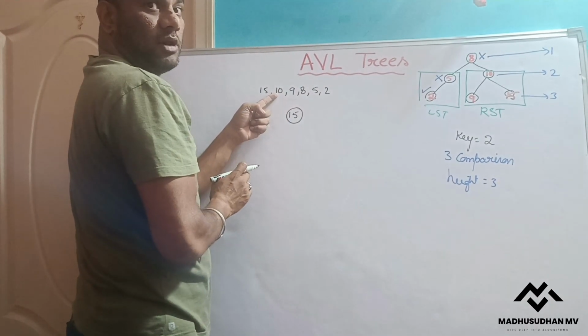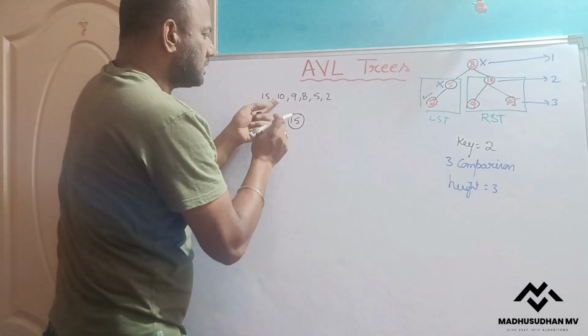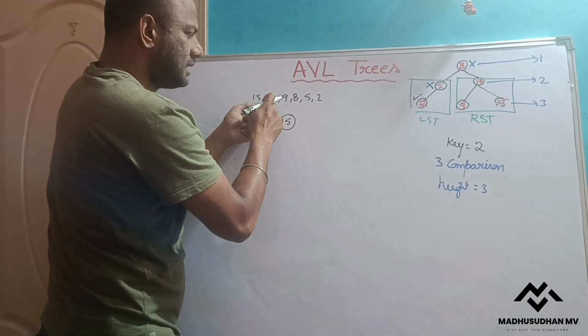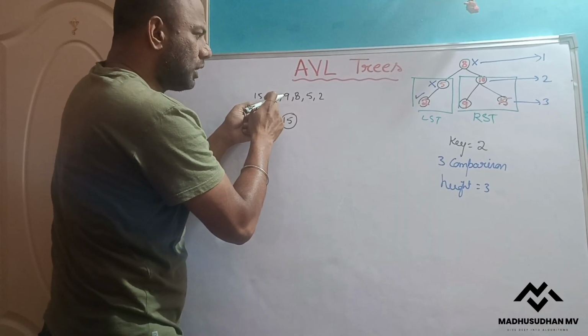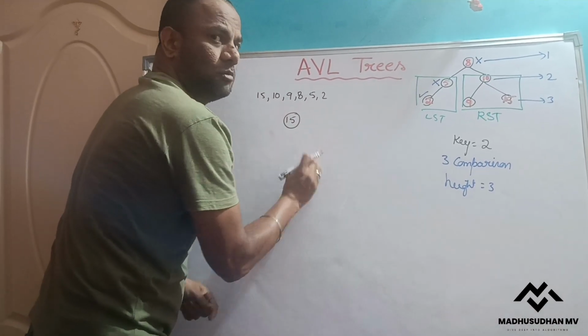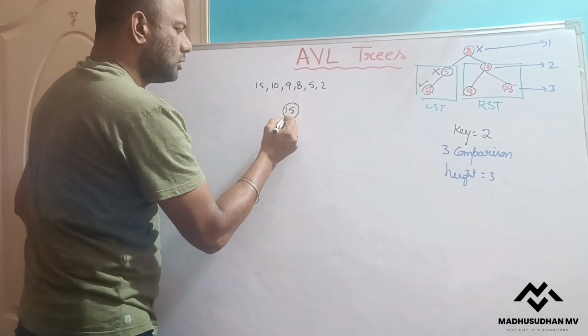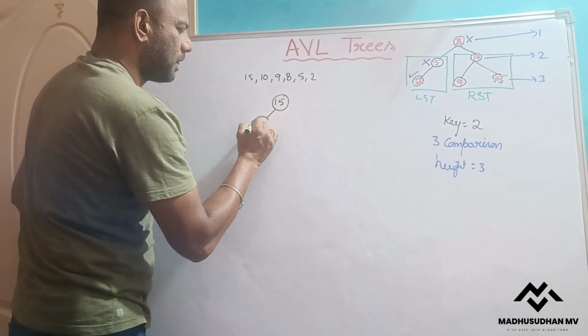Next element is 10. Where to insert, to the left or to the right? Two options: left or right. Since 10 is lesser than this one, I have to insert at the left only, because the entire right subtree should be greater and the left subtree should be lesser. So this should be inserted at the left.